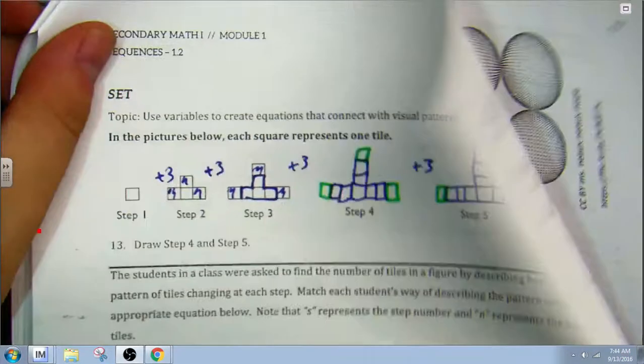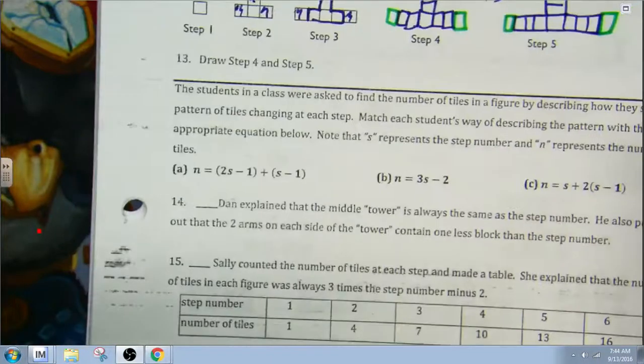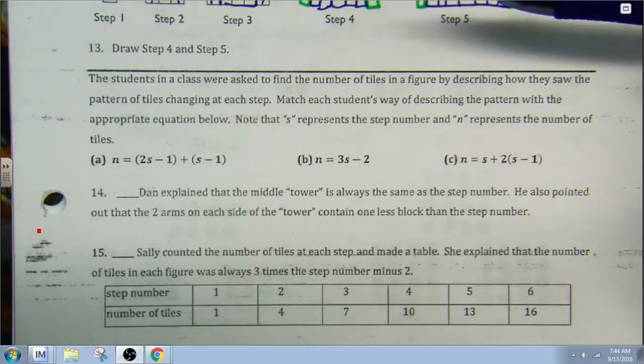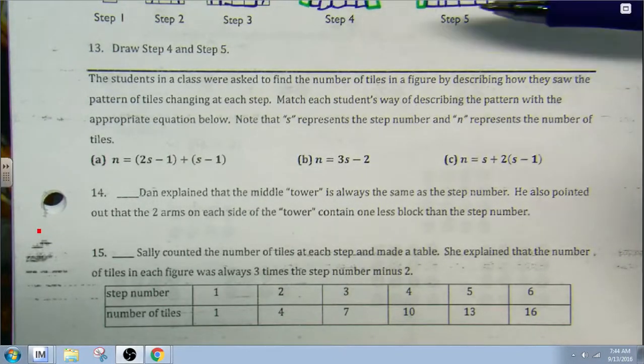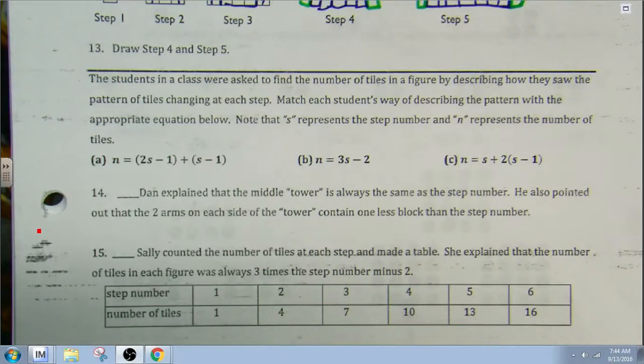Final section? Yeah, no, penultimate section. That means next to last section. So what we're looking at here is to note what's going on here. The students in the class were asked to find the number of tiles in a figure by describing how they saw the pattern of tiles change at each step. Match each student's way of describing the patterns with the appropriate equation below.